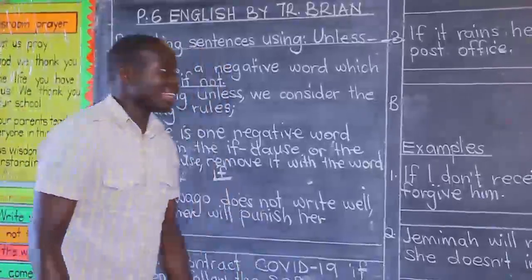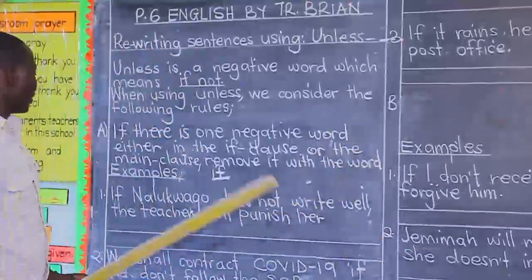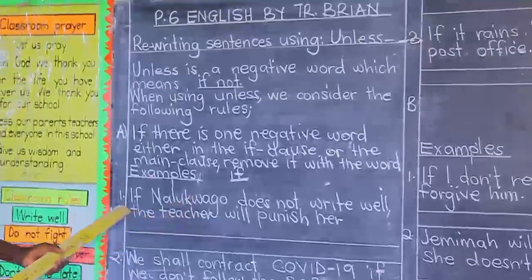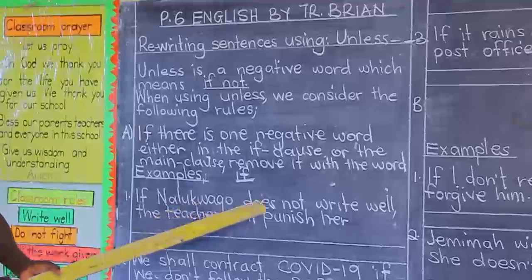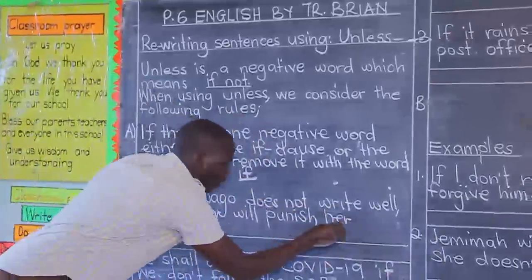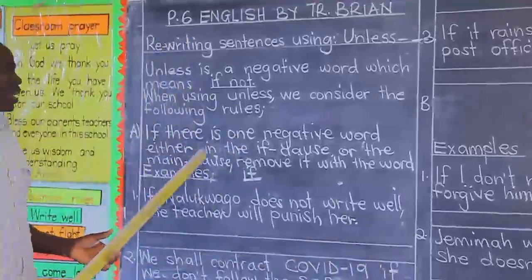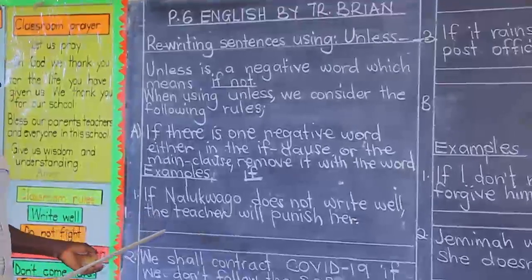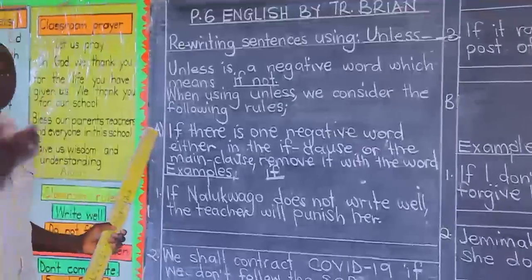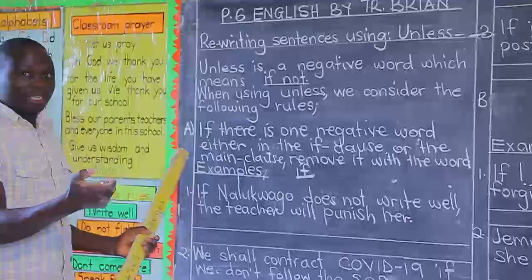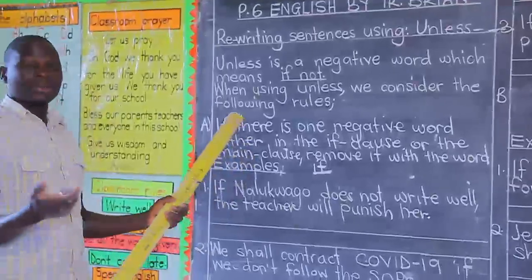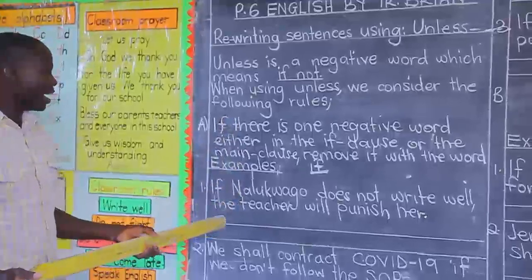Now let's look at the examples, how we can apply this rule. Example number 1: If Nalokwago does not write well, the teacher will punish her. Our rule is saying if there is one negative word, you remove it together with the word if. The negative word here is not. Although there are other negative words like never, hardly, and the rest, basically here we are going to look at not when it's attached to the helping verbs.